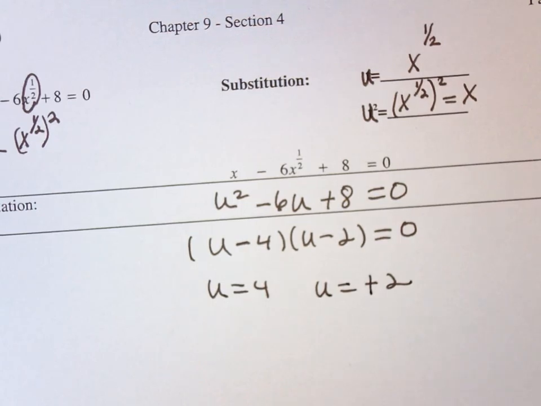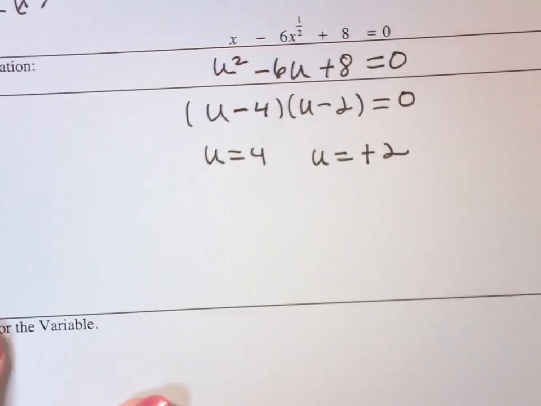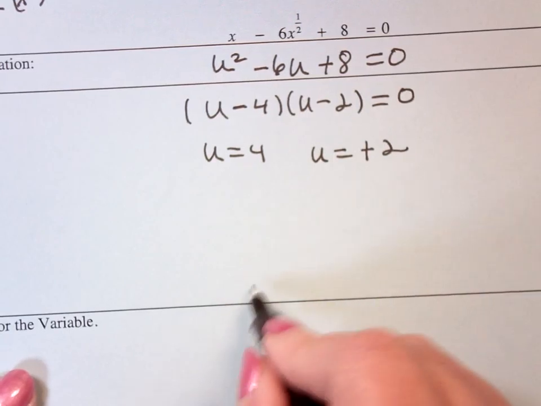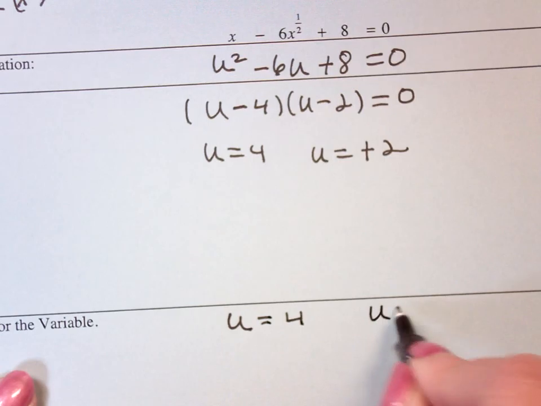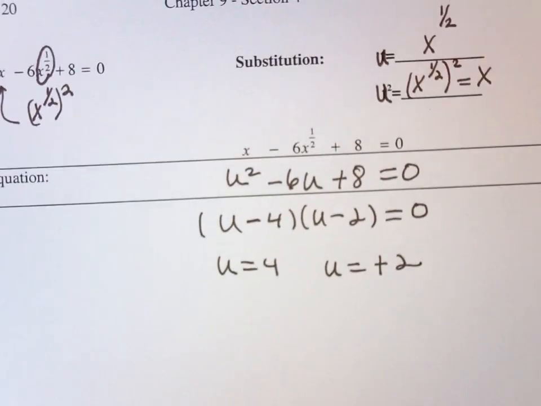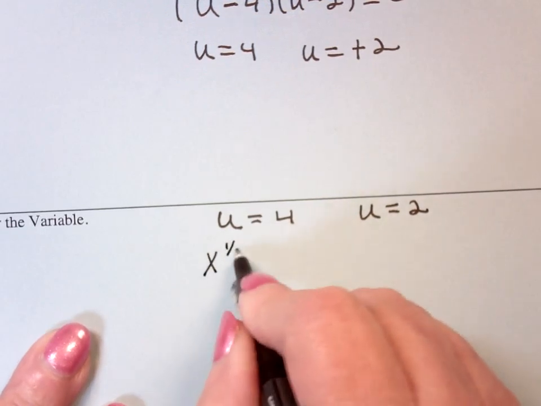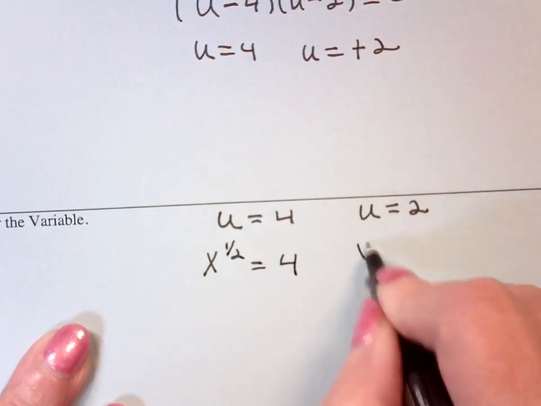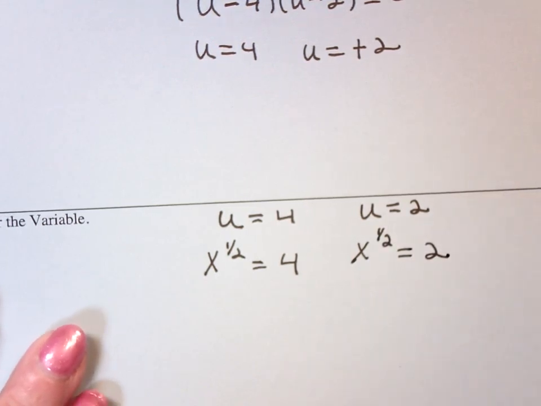I'm not particularly interested in what u is. I'm interested in what x is. So this is a big page, so I'm going to move it down. If I know that solving for the variable, u is 4, u is 2, but I'm not interested in u, what was the original u? x to the 1/2. So that tells me that x to the 1/2 equals 4, x to the 1/2 equals 2. And now, how do I solve this equation?